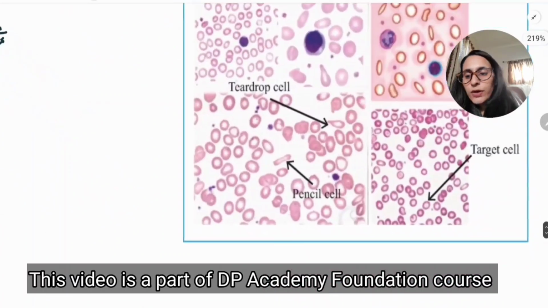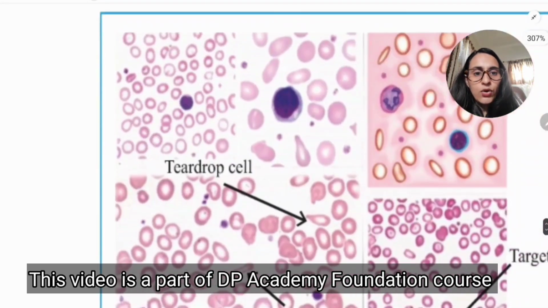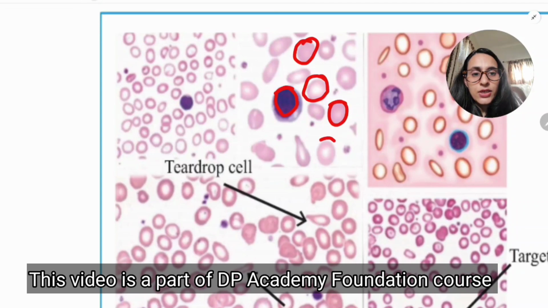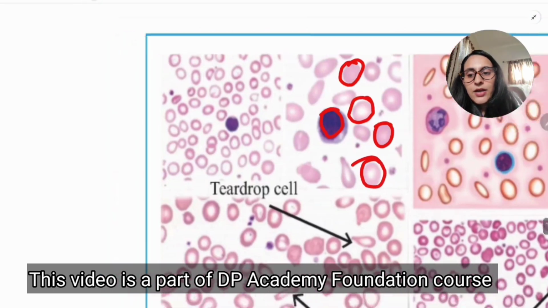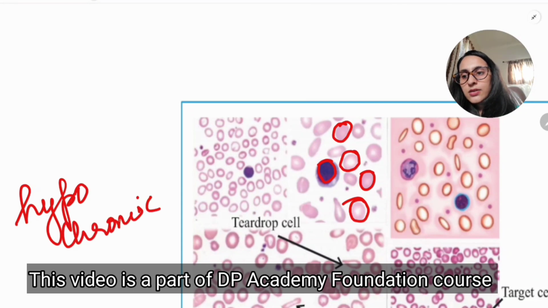If you see microscopically, first of all, compare it with a lymphocyte. This we have studied in the previous lecture. Look at the nucleus of the lymphocyte and compare all the RBCs with this lymphocyte. This is a normal RBC, which has got 1/3 of pallor. But here you can see these RBCs centrally have more than 1/3 of pallor. And if it is more than 1/3, we call it hypochromic. That means less color is present.